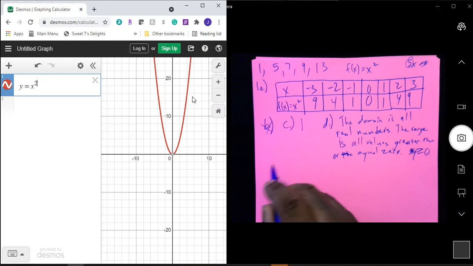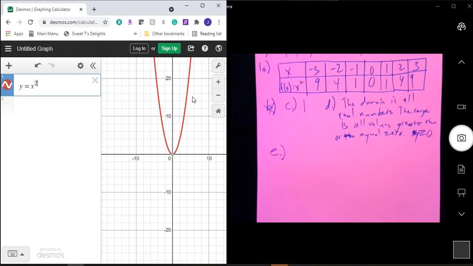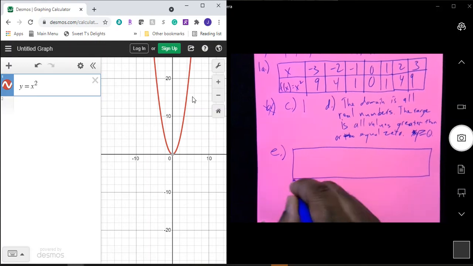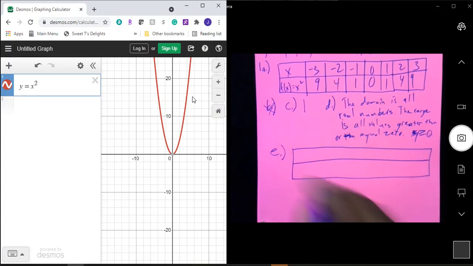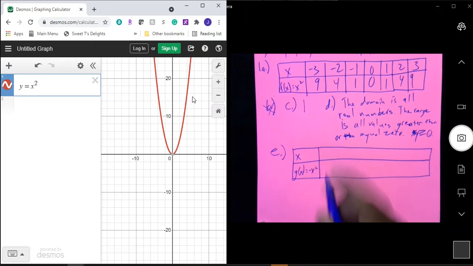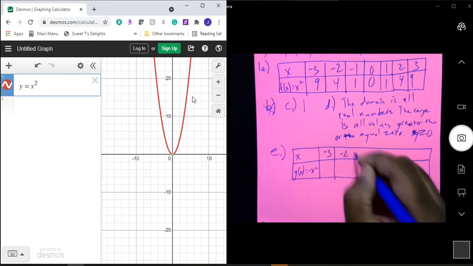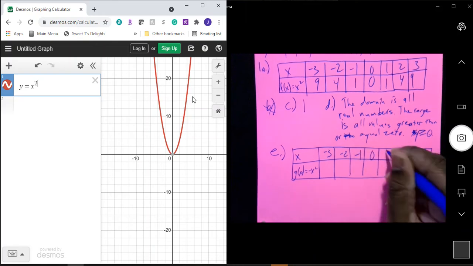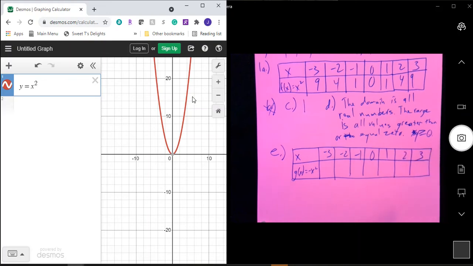Okay, now we go here to E. It says create a table similar to the one in exercise 1A to show the output for g of x equals negative x squared. So I have x, and then I have g of x equals negative x squared. Negative 3, negative 2, negative 1, 0, 1, 2, and 3.